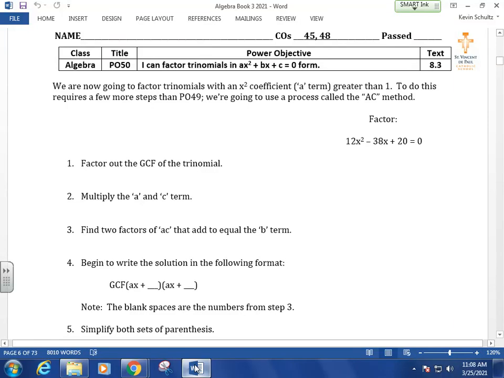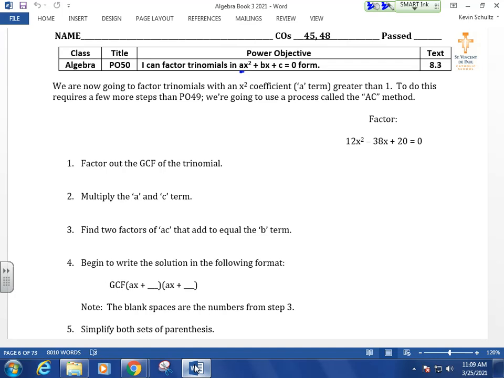Good day. We are here in Algebra covering PO50, which is still factoring trinomials. The only difference between PO50 and 49 is that now our trinomials are going to have an A term, which is a coefficient to x squared other than 1, which actually makes a huge difference in the process that we use to factor them.